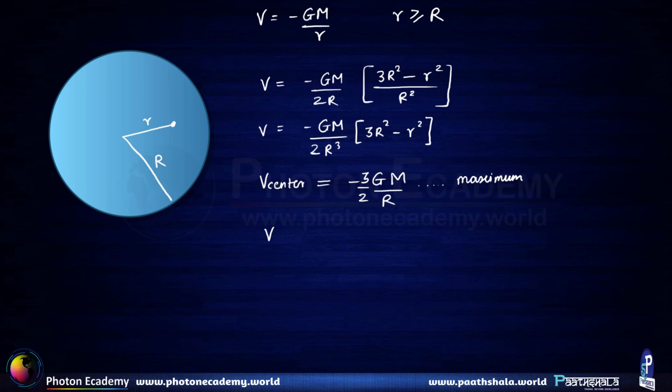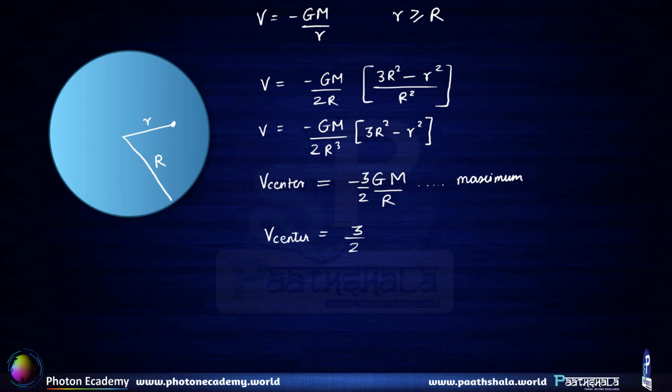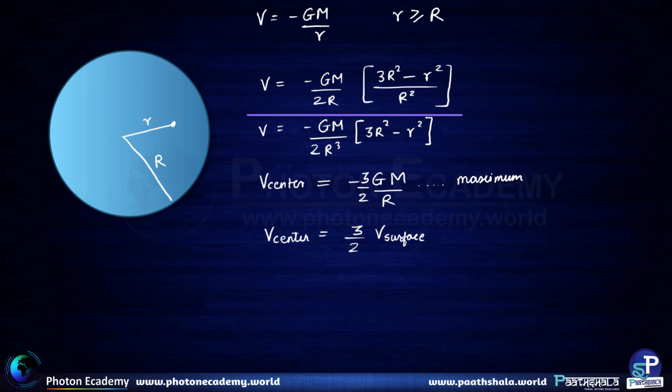Also, one thing to note is that the potential at the center happens to be equal to 3 by 2 times the potential at the surface, because the potential at the surface is going to be given by minus Gm upon capital R. So it's 3 by 2 times V at the surface. Okay. So this is the exact expression.